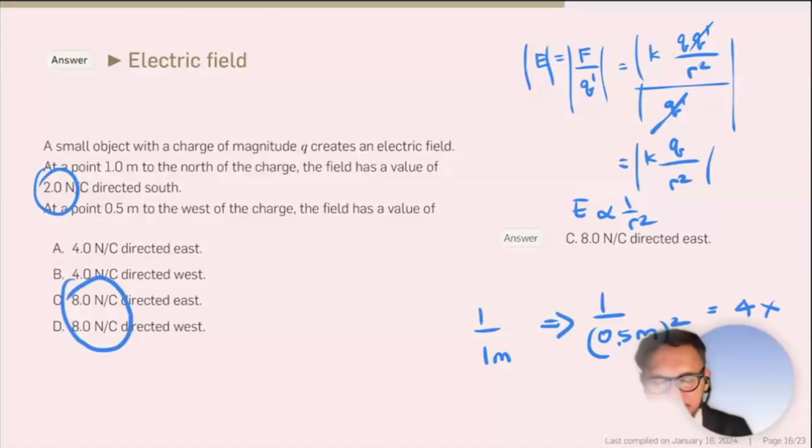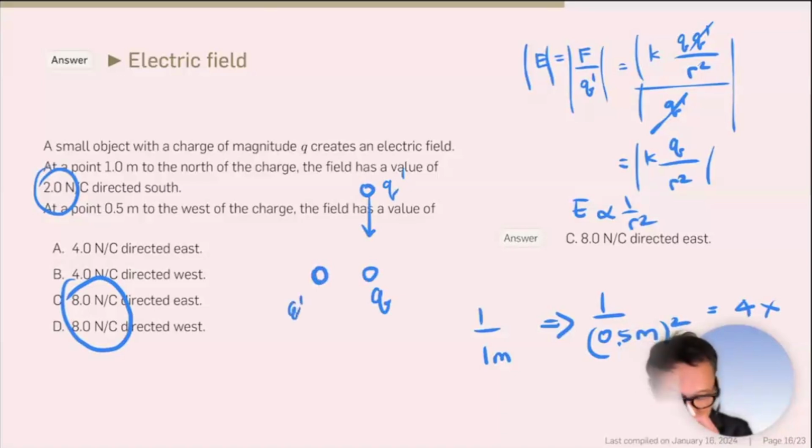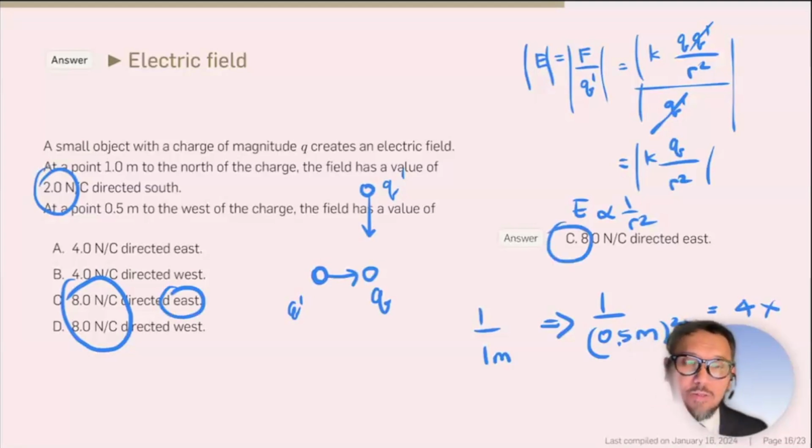Okay, this is correct. And then initially 1 meter, so if this is Q, when the Q prime is here, the field points down, that means Q is negative, right? So when the second charge, or the test charge, is to the west of the first charge, then the field will go to the right. Right means to the east. So the answer is C. Okay, good.